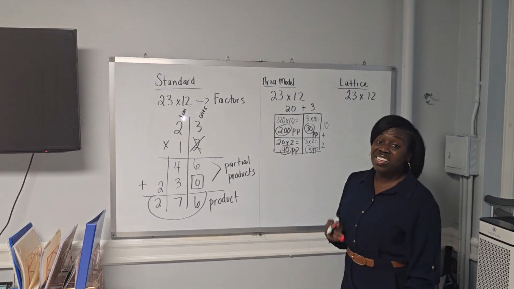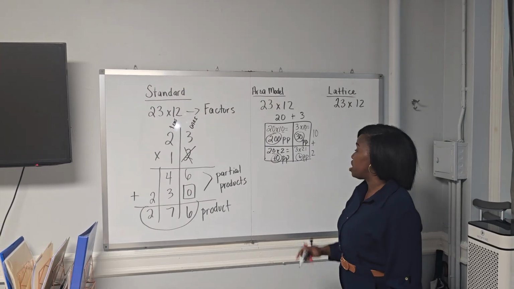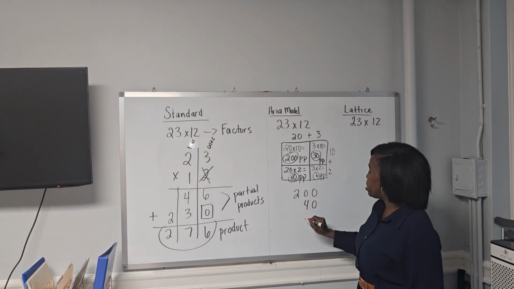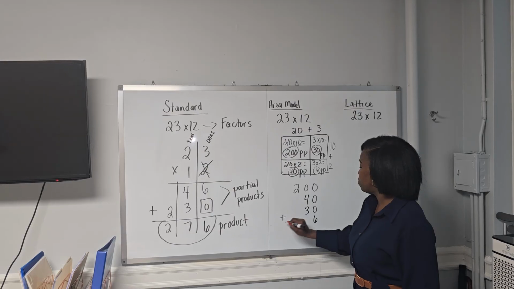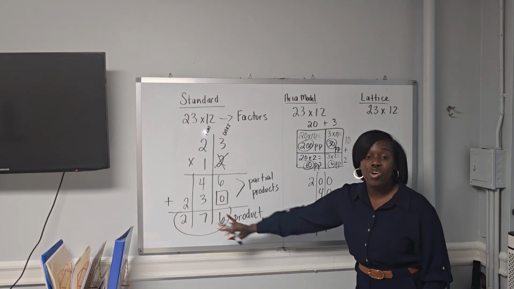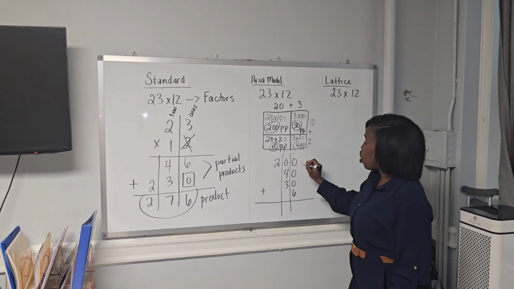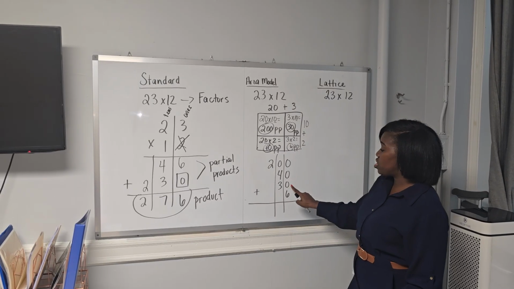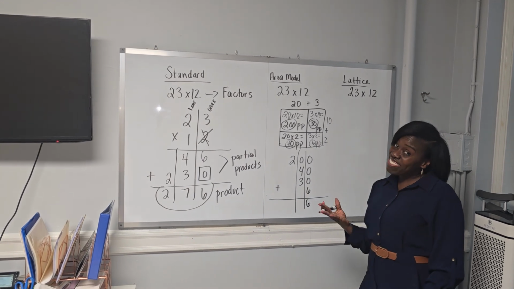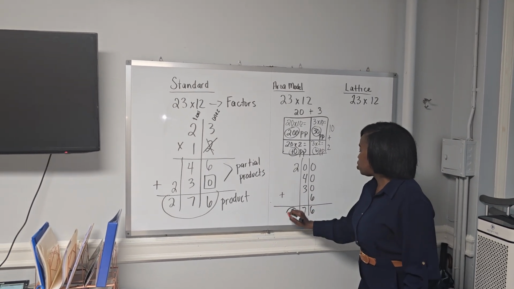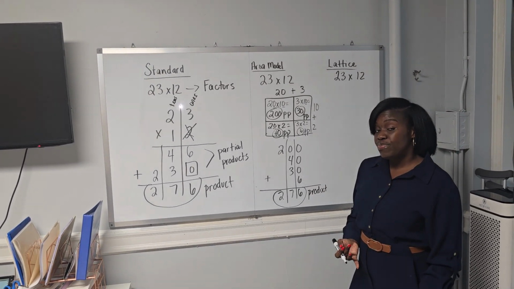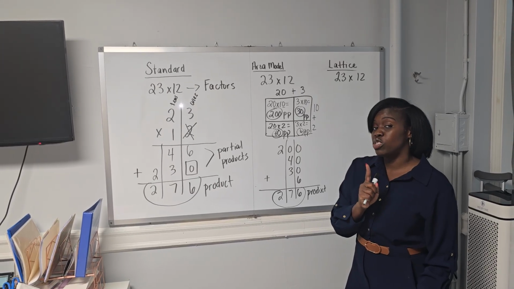Now, students need to add. Notice I'm going to start with the number that is greatest, and then I'm going to go down to the number that is least. 200 is first, 40 is next, 30, and then 6. I like to tell students to draw their lines to keep their work organized. These numbers are called our partial products. 0 plus 0 plus 0 plus 6 gives you 6. 0 plus 4 is 4. 4 plus 3 is 7. That's 7. Bring down the 2. This is your product. Who can tell me what is a product? If you forgot, it's the answer to a multiplication problem.